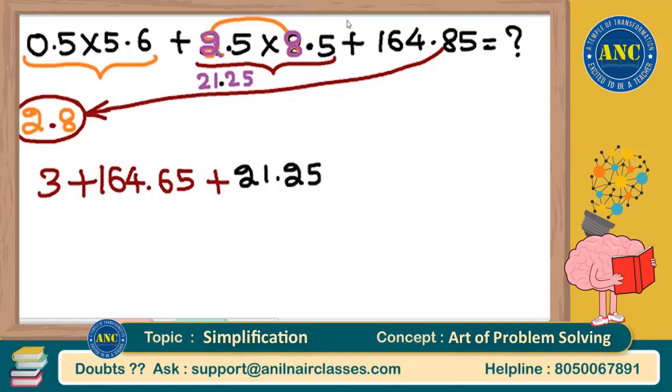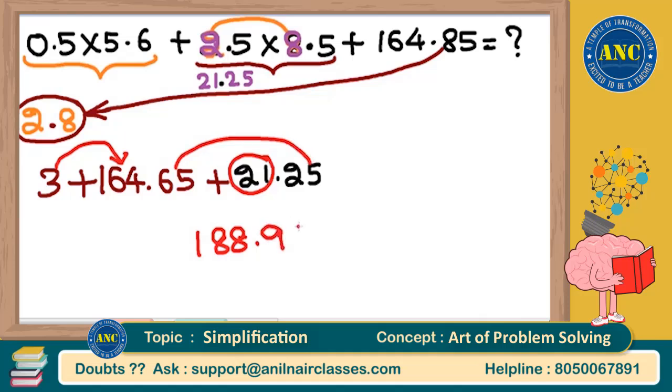Now what is the other thing which is left out, sir? Can I say that 3 plus 164 is 167. 167 plus 21 is 188. 188 point 65 paise and 25 paise is 90 paise.